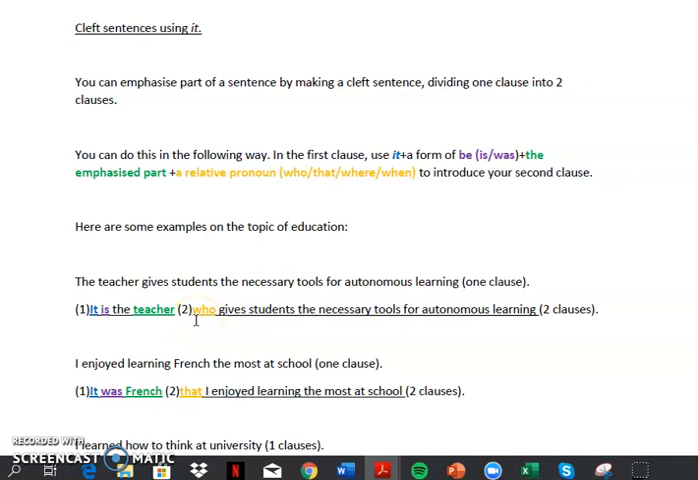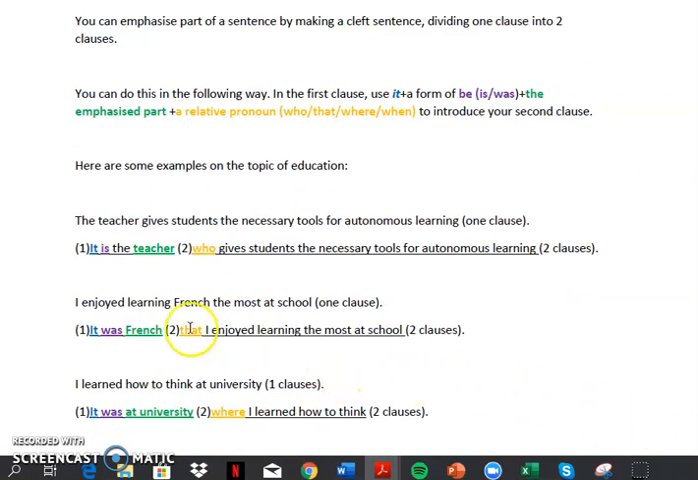And that introduces the second clause. So who gives the students the necessary tools for autonomous learning. And there we have two clauses. Let's look at a second example.